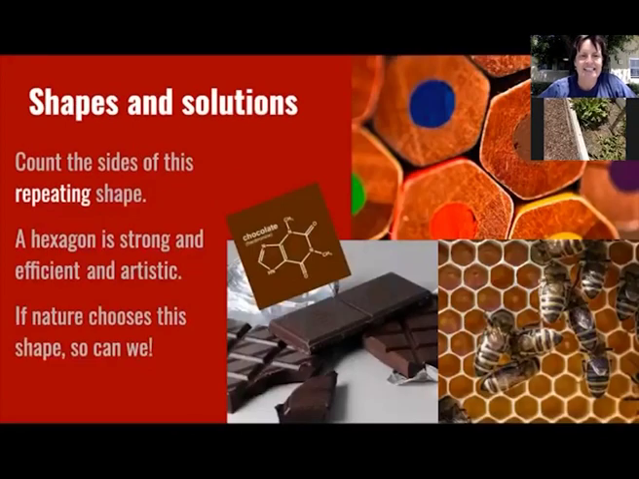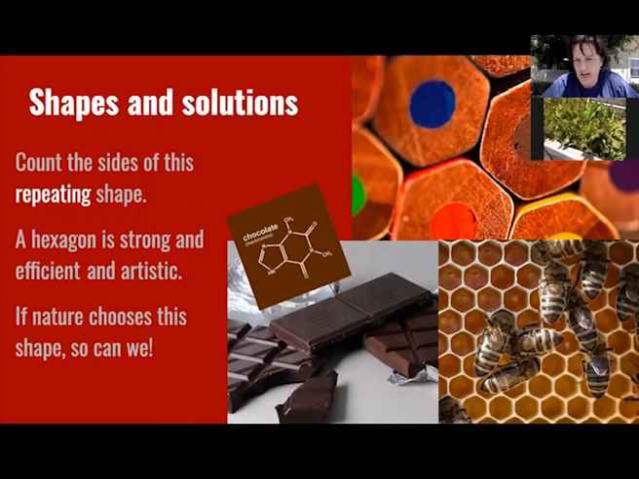All right, I'm going to share my screen again. We're going to look at the next slide together. Ooh, this is one of my favorite patterns in nature. This shape that we see in the beehive down here in the honeycomb is called a hexagon. Let's count the number of sides together. 1, 2, 3, 4, 5, 6. Did you see that? Let's count it one more time just to make sure.